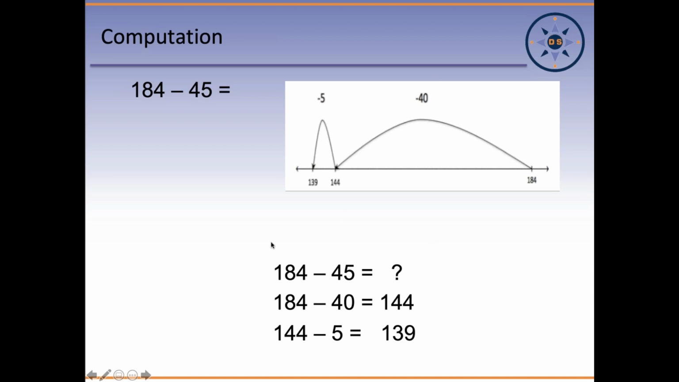Or this is very similar, but without the number line. 184 minus 45. The first thing I can do is 184 minus 40, and I get there, and then subtract 5 more. Does that make sense? I hope that makes sense.